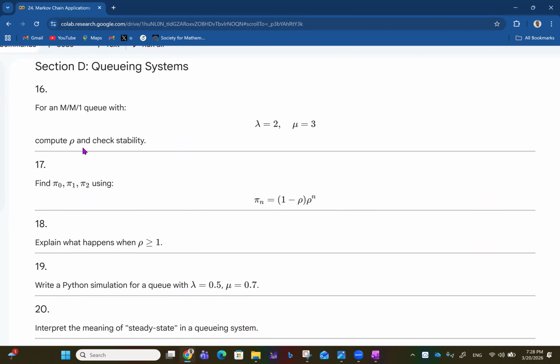So this one says compute rho and check the stability. Of course, rho here is lambda over mu, that's 2 over 3. So 2 over 3 means the arrival rate is less than the service rate. That means the system is stable, so there's no trouble on the queue.